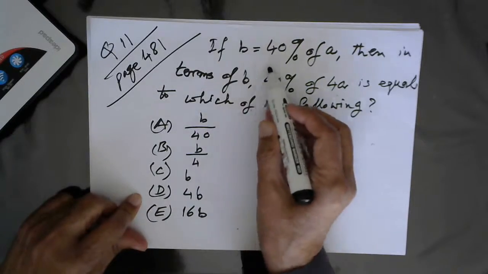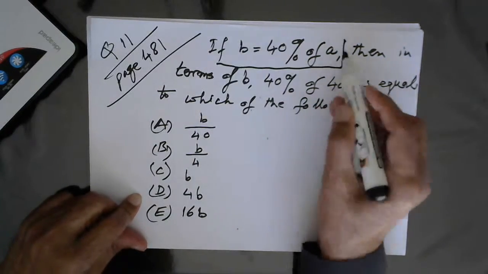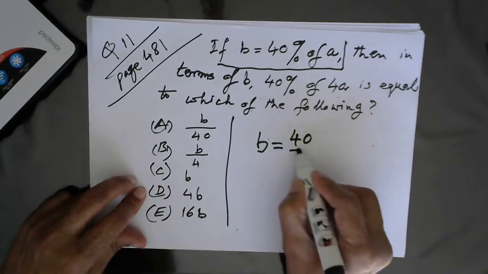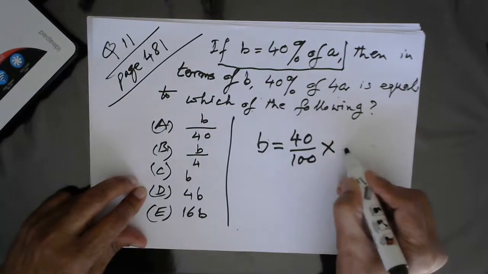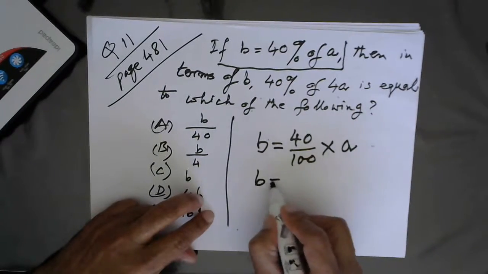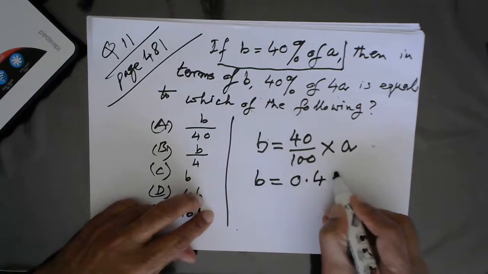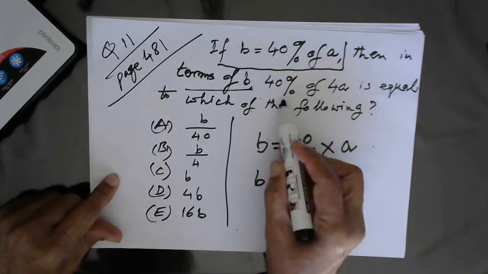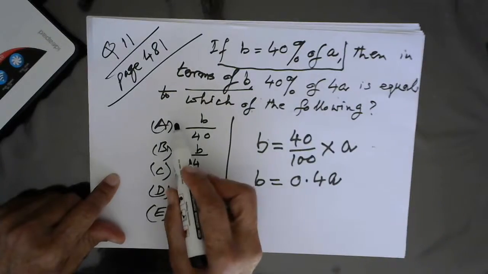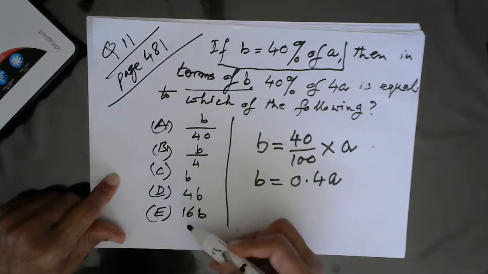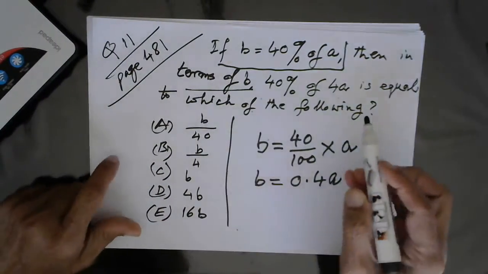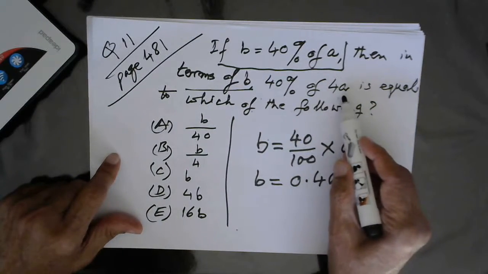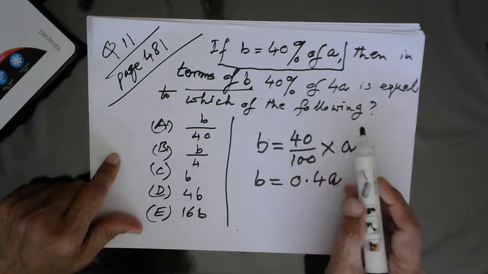Let us move on to number 11. If B is equal to 40% of A, I'll stop here for a while and I can say that B is equal to 40% of A, which is the same as B is equal to 0.4 A. Then in terms of B, 40% of 4A is equal to which one of the following?